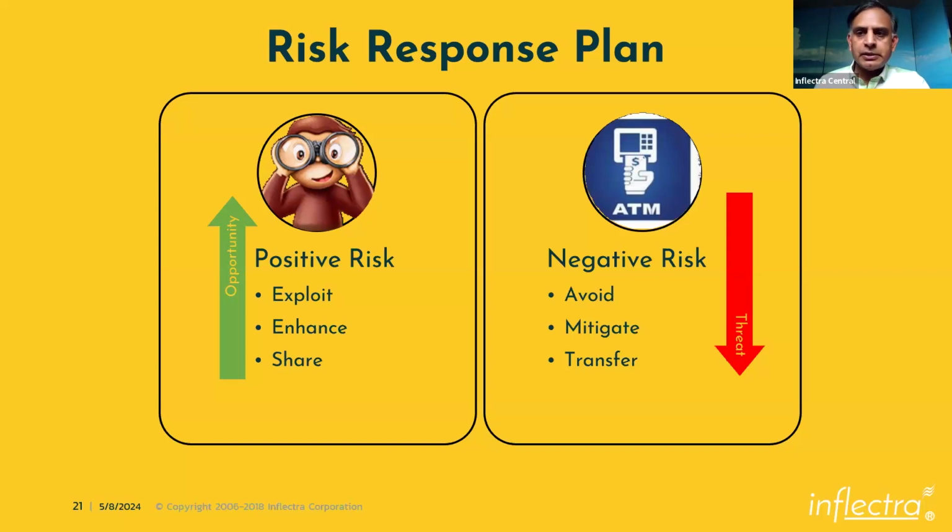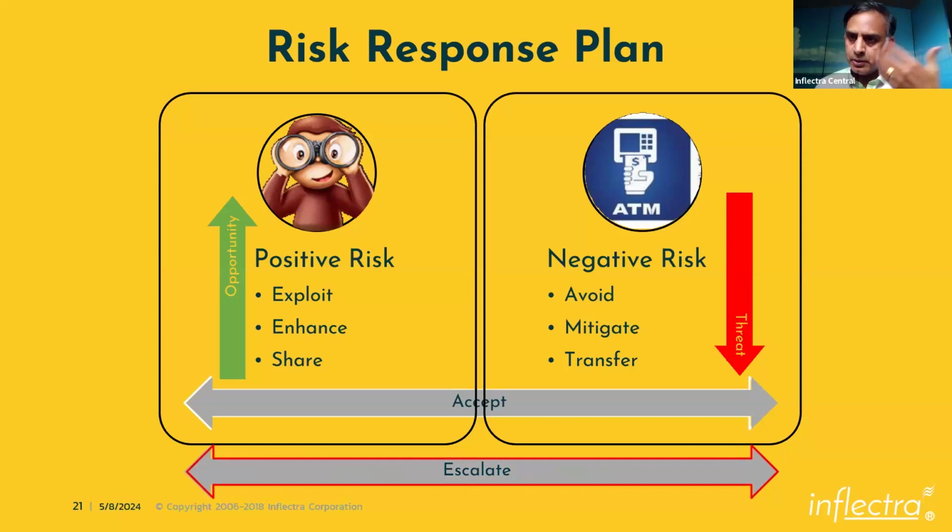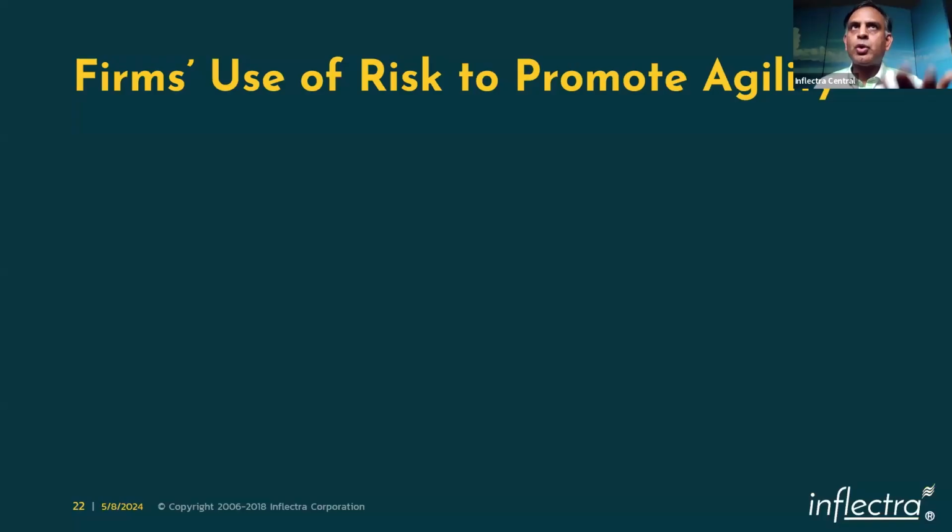And as long as that is within the project threshold, you accept it. If it is above your project threshold, you escalate it to your management. So this is how things go up and down. So what are some of the firms' use of risk to promote agility in different things?